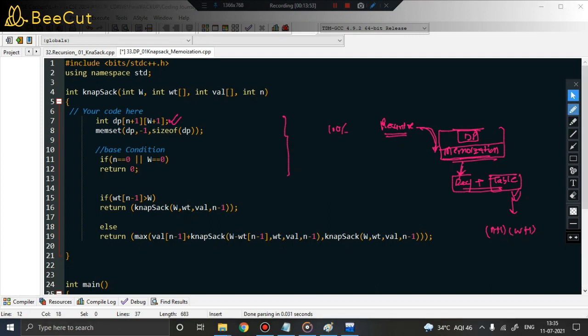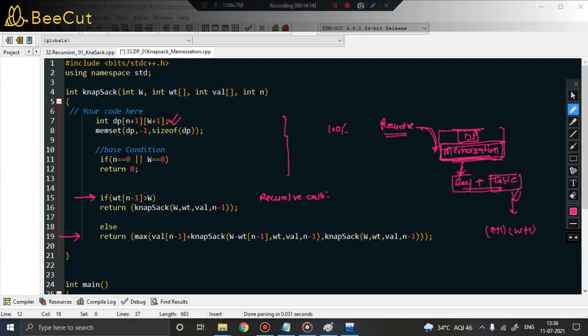The recursive calls are being made at this point, that is line number 15, and at line number 19. These are where I am making the recursive calls. What is the idea of memoization? Memoization says that before you make a recursive call, you see whether that value exists in the table or not, right?